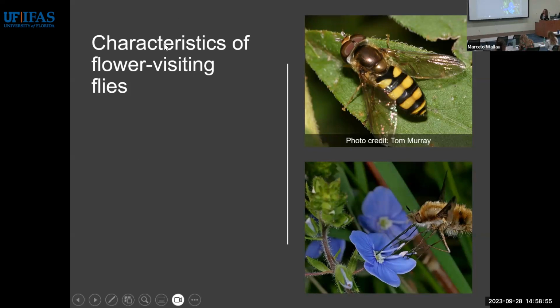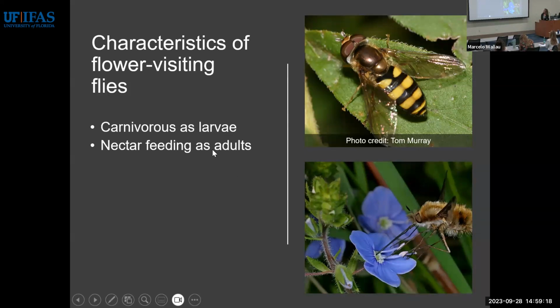We also have flower visiting flies. Again, not all flies readily visit flowers, but many of them do, including hoverflies or syrphid flies. We also have mosquitoes that will occasionally visit flowers for nectar. Like wasps, these flies feed on other insects and arthropods as larvae, so they have different feeding behaviors in that grub stage compared to the adult stage. As adults, though, they can feed on nectar.